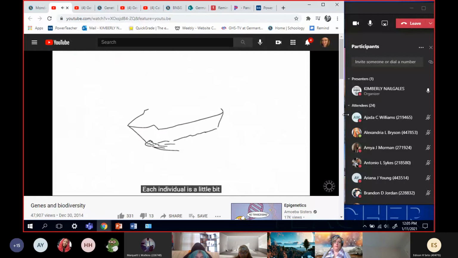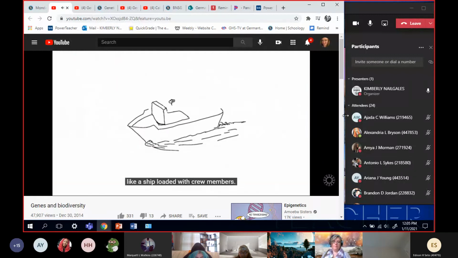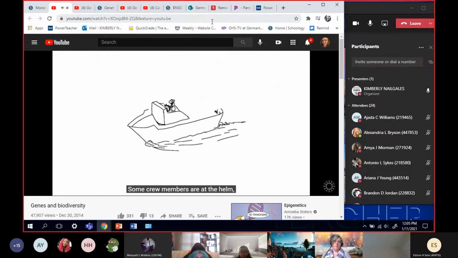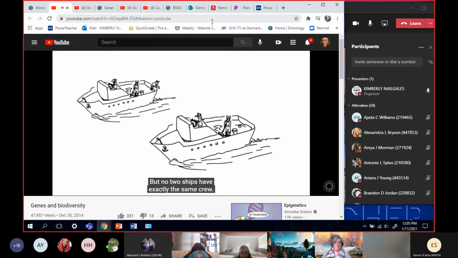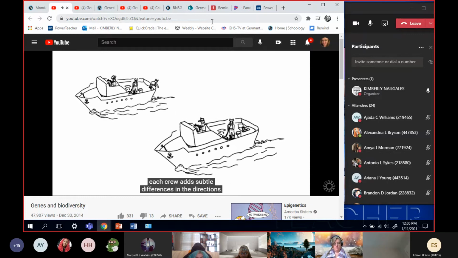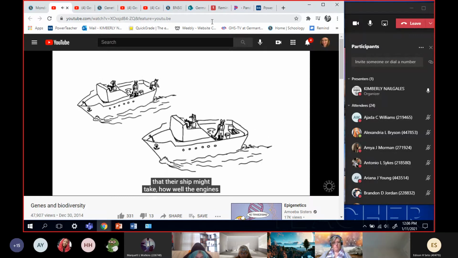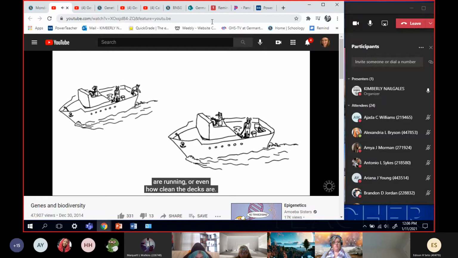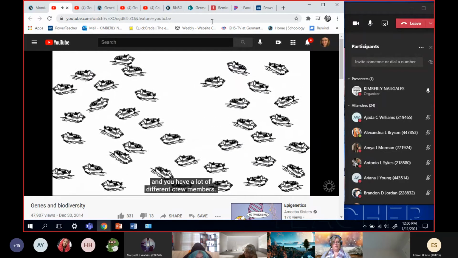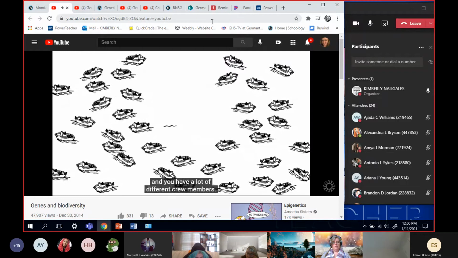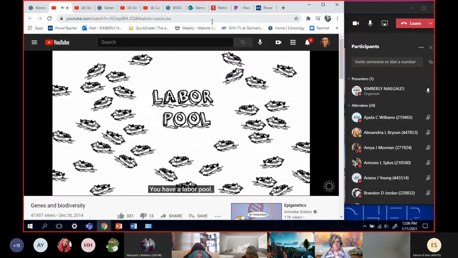Each individual is a little bit like a ship loaded with crew members. Some crew members are at the helm, some care for the engines, and some are swabbing the decks. But no two ships have exactly the same crew. Even though the ships might look identical from a distance, each crew adds subtle differences in the directions that their ship might take, how well the engines are running, or even how clean the decks are. Put all those ships into a big fleet, and you have a lot of different crew members. You have a labor pool.